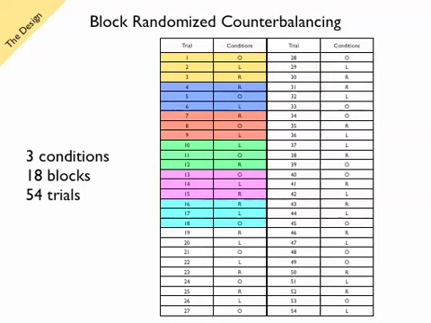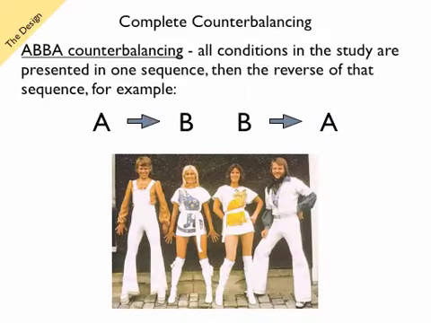Remember, complete counterbalancing is when people see many orders, people experience multiple orders of the study. Each individual gets multiple orders, multiple times of the conditions in the study. The simplest type of complete counterbalancing is ABBA, as not to be confused with the 70s pop sensation ABBA. But ABBA counterbalancing is when all the conditions in the study are presented in one sequence to each individual, and then the same individuals experience the reverse of that sequence.